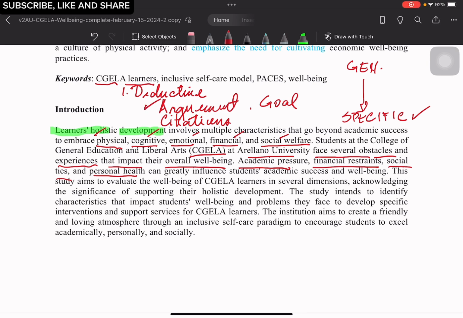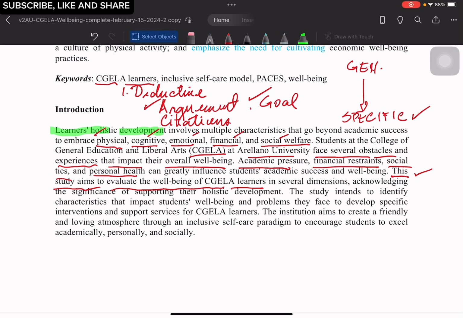Okay, again, this already checks our list. The argument of the study is supposed to be present in the writing of the introduction. On this particular part, this study aims to evaluate the well-being of CGELA learners. Again, going back to our checklist, the goal is already presented in the introduction.